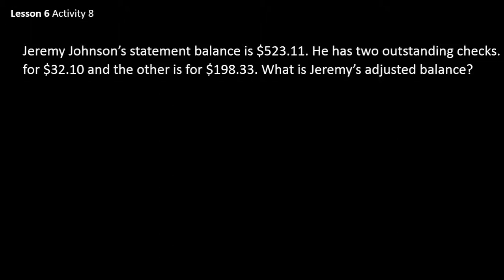Here's a question from Lesson 6, Activity 8. Jeremy Johnson's statement balance is $523.11. He has two outstanding checks, one for $32.10 and the other for $198.33. What is Jeremy's adjusted balance?